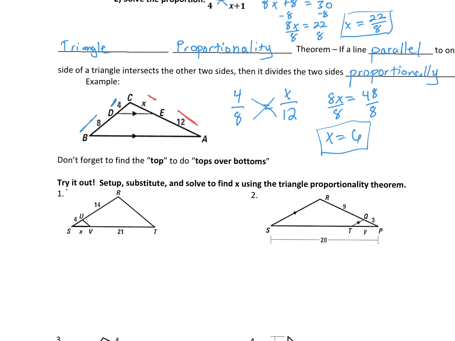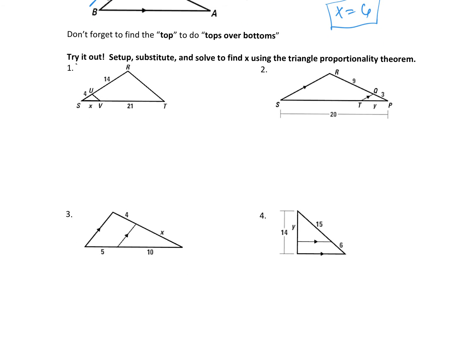So let's try some of this out on some of our examples here. We can use the tops over the bottoms, so the small parts over the bottom part. So we can say x over 21 should equal 4 over 14. We'll cross multiply. This gives us 14x should equal 84. Divide both sides by 14. X is 6.